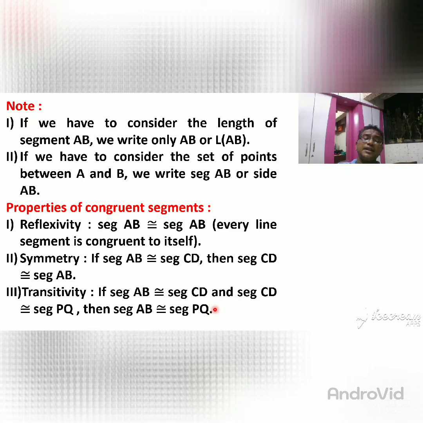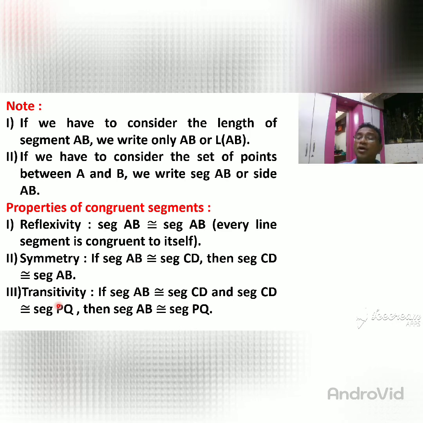So what is this? First, segment AB is congruent with the second segment CD. This is the first property. Then the second segment CD is congruent with the third segment PQ. So what do you understand? The first segment AB is congruent with the second segment CD, and the second segment CD is congruent with the third segment PQ.